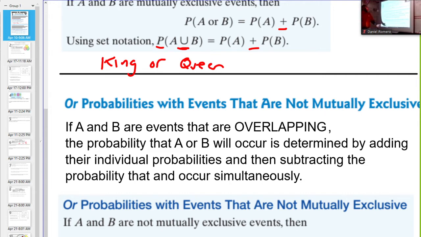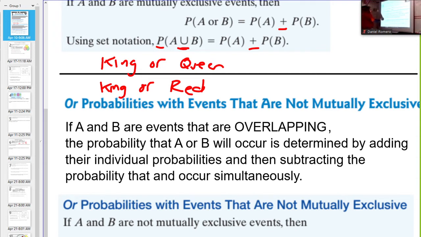But now if they were to say, what's the probability of getting a king or a red card? Well, now those are not mutually exclusive because there are some kings that are red. There's two of them actually, the diamond and the heart. So you're going to see some of those problems here today when we do examples.